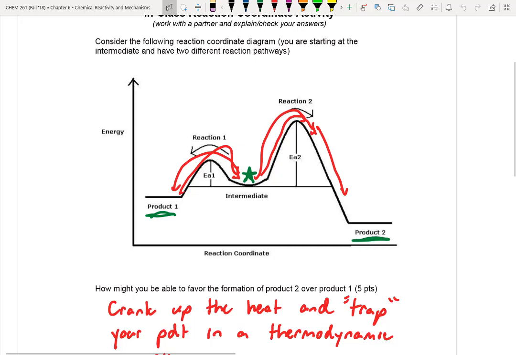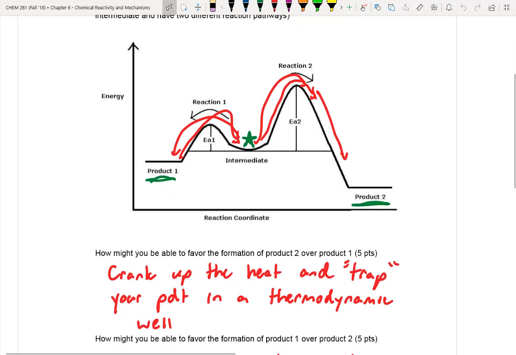And we said if you wanted to favor the formation of product 2, all you would have to do is crank up the heat and trap your product in that thermodynamic well. This product down here is often called the thermodynamic product, which means it's just simply the most stable potential product you can get out of a reaction.